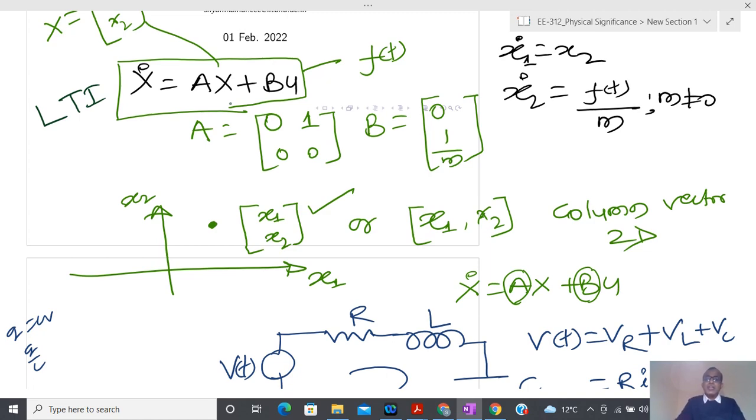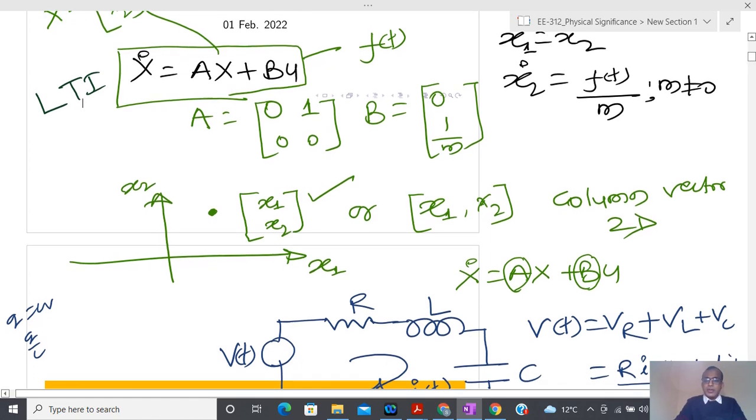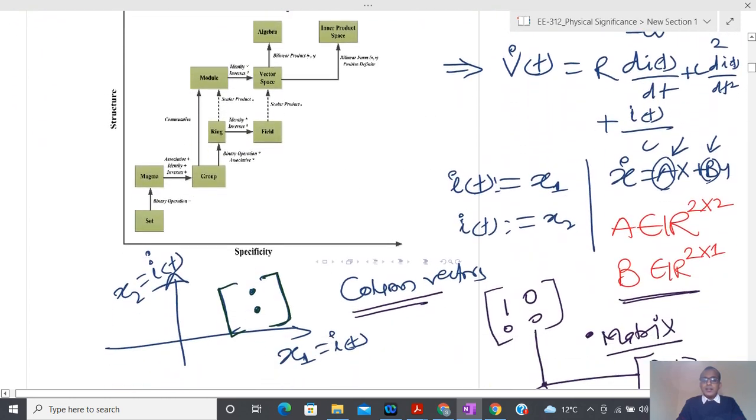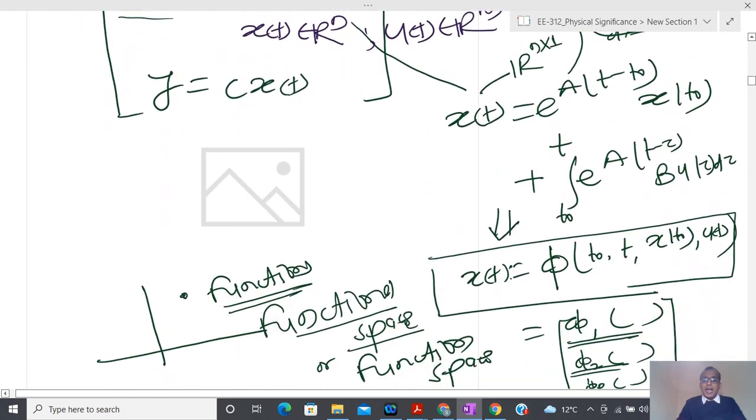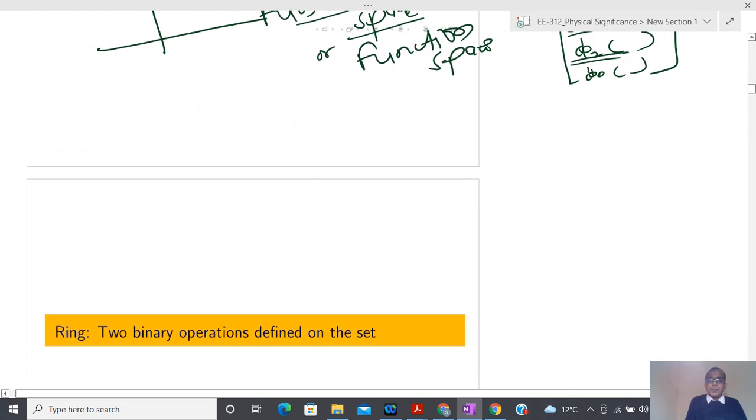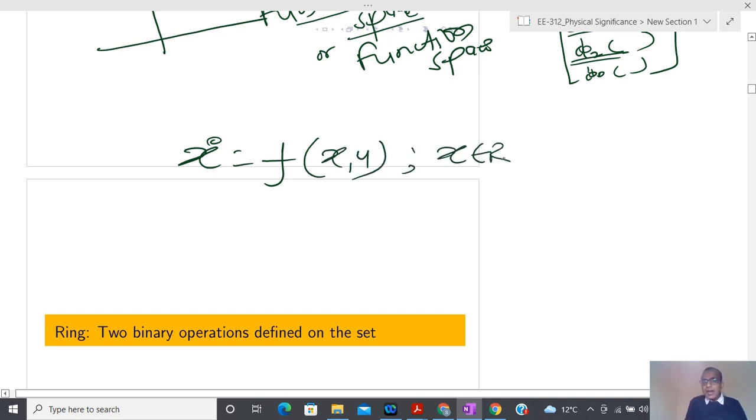Now you can come to the nonlinear system. For the time being I am going to consider the forced system. So the forced system x dot equal to f(x,u), a generalized system I am going to take, and here I am assuming x belongs to Rn. What does it mean? I am going to consider a column vector where each entry is a real number, and the state of this system is represented in the form of a column vector.